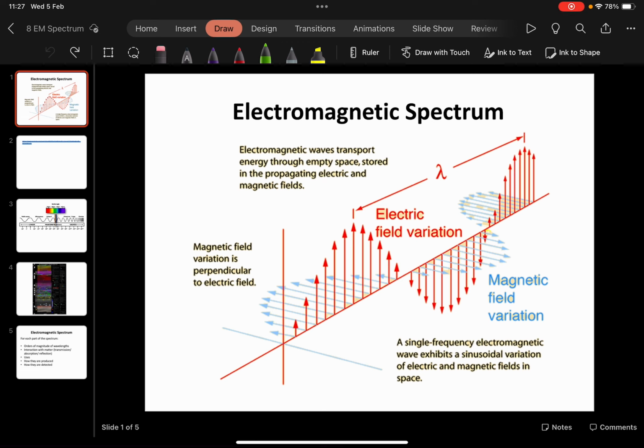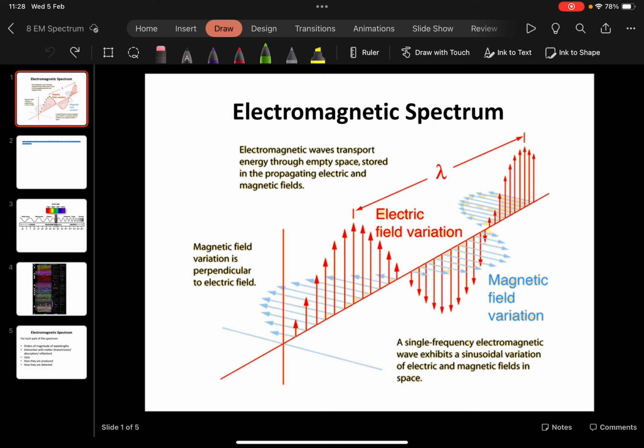And the first thing to say is that it is not a mechanical wave. So two examples of mechanical waves would be sound. Sound is longitudinal, so it requires a medium. The medium is air, and those air particles are vibrating parallel to the direction of energy transfer. Water would be a mechanical wave. It's transverse. The water particles are oscillating at 90 degrees to the direction of energy transfer.